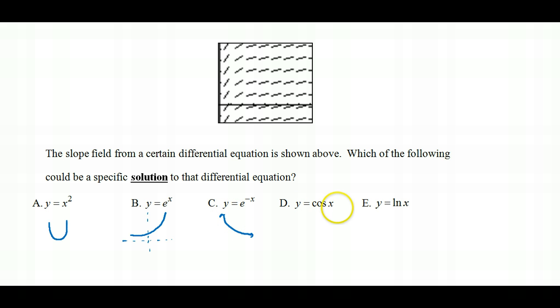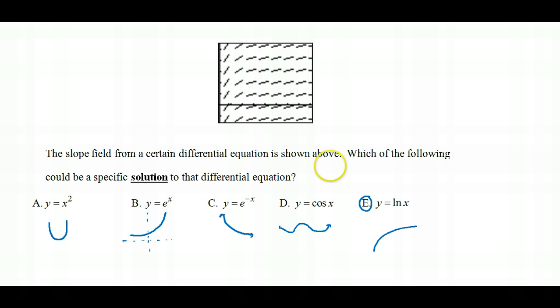The answer is most definitely not D, because cosine x is an oscillating function, so it looks something like this, and that is not the graph that I see at all depicted in the slope field. But finally, y equals natural log of x. Well, natural log of x, we should know, looks like this increasing function, and it definitely looks like it could be one of the specific solutions to this differential equation. So the answer here is E, y equals natural log of x, could be a specific solution.